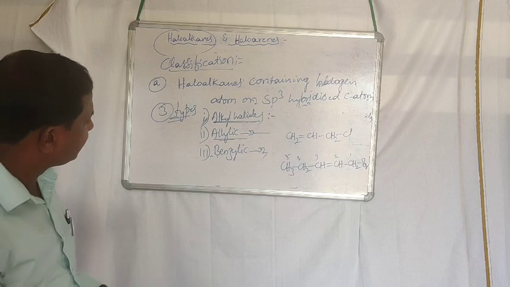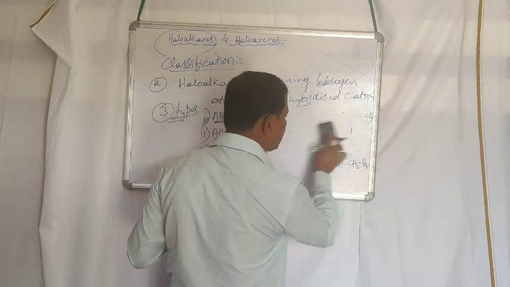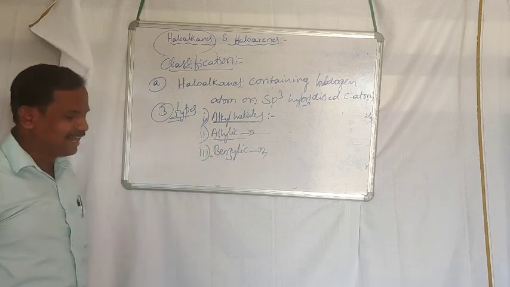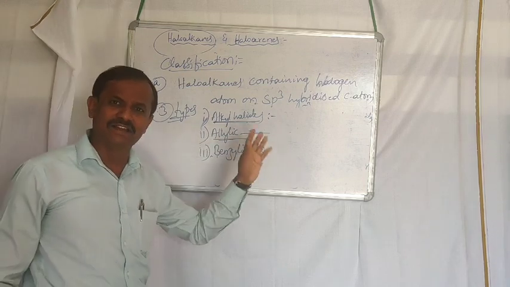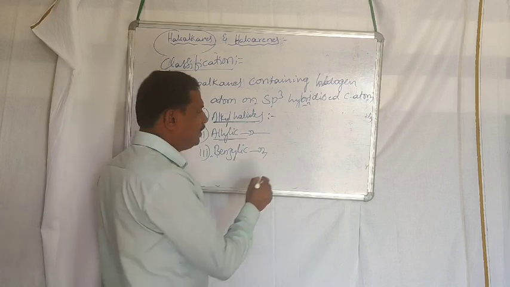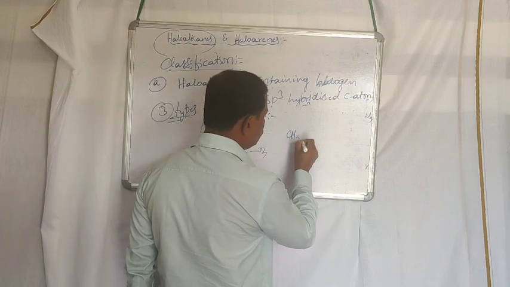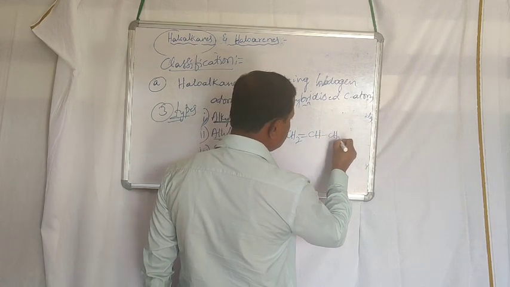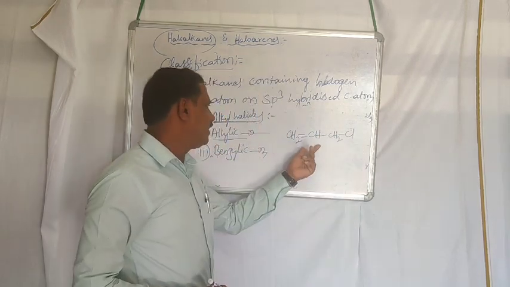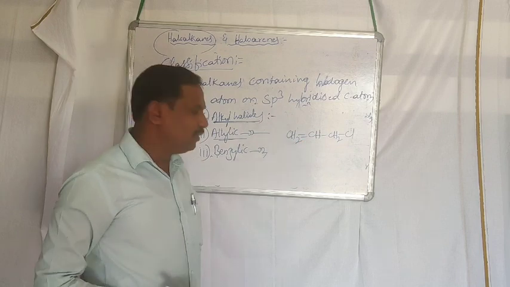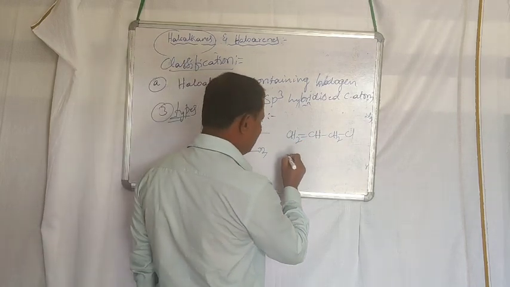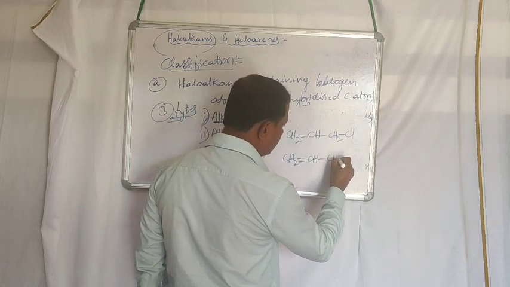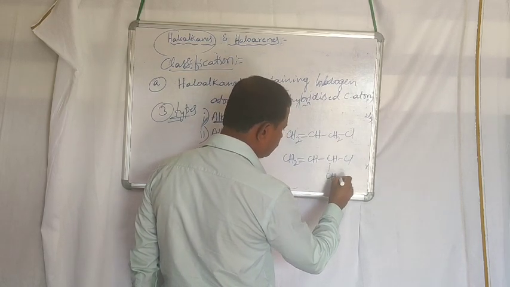Next, it's very important. We will discuss another classification. First, allylic halides are further classified into primary, secondary and tertiary. For example, primary: CH2 double bond CH, CH2Cl. It is a primary allylic halide. Secondary allylic halide: CH2 double bond CH, CHCl, CH3.